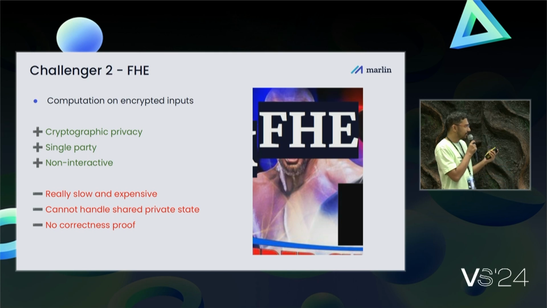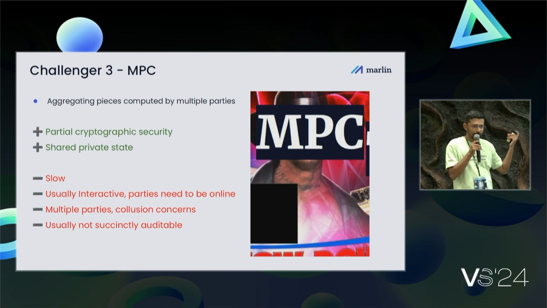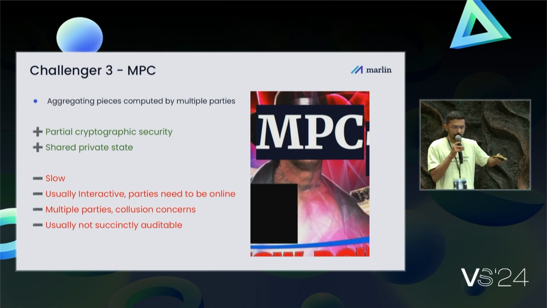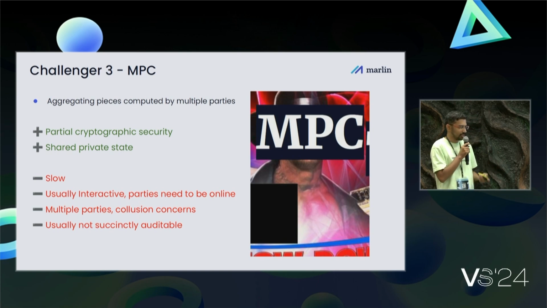Our third challenger, something that I like to call the old guard, is MPC. The claim to fame for MPC is letting you aggregate multiple pieces of computation that are being done by different people into a single aggregation. That's as though a single person did it by themselves, right? So it provides what I would say is partial cryptographic security, which I'll get into in a bit. But the main claim to fame is that it lets you have shared private state, right? So this is usually some state that you break up into pieces, give one piece to each of the guys in the MPC network, and you can now do computation over the shared private state, right?